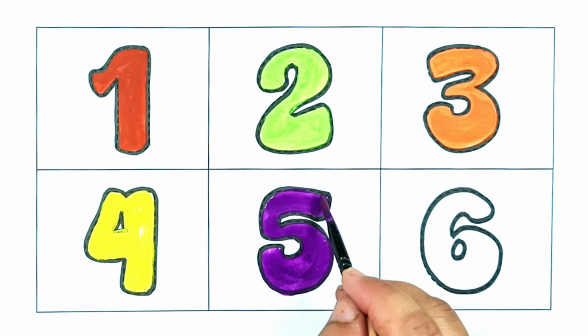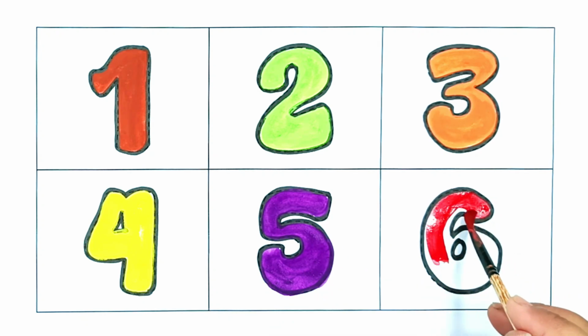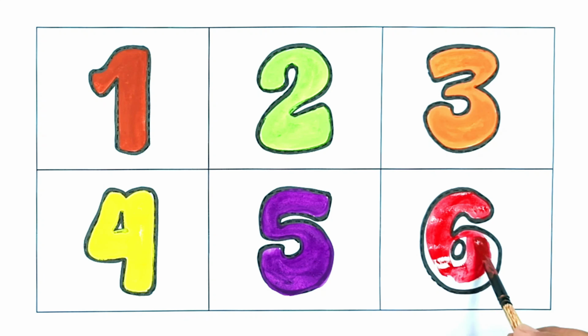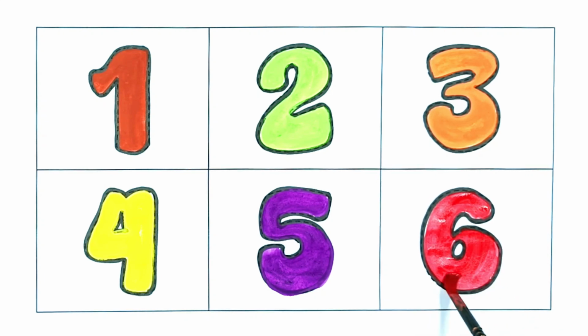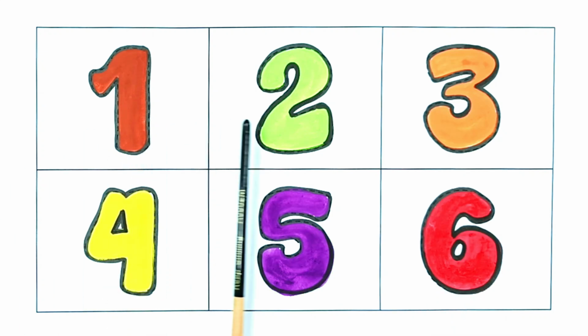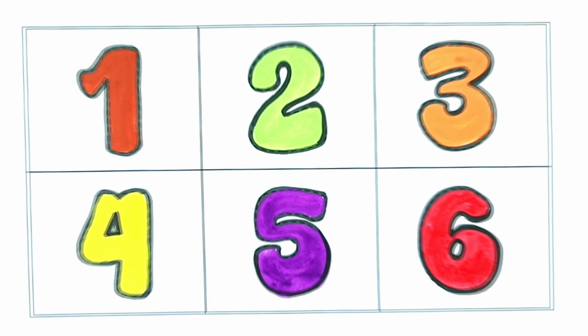5, 5, A tisket, a tasket, a green and yellow basket. I wrote a letter to my love. On the way I dropped it. 1, 2, 3, 4, 5, 6. A little boy picked it up.